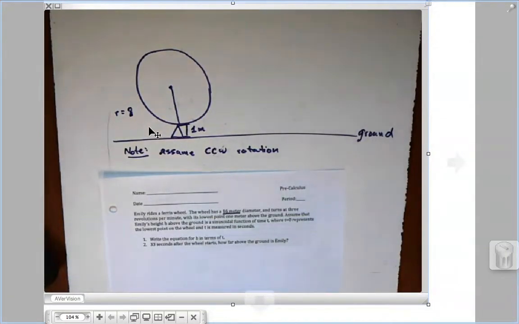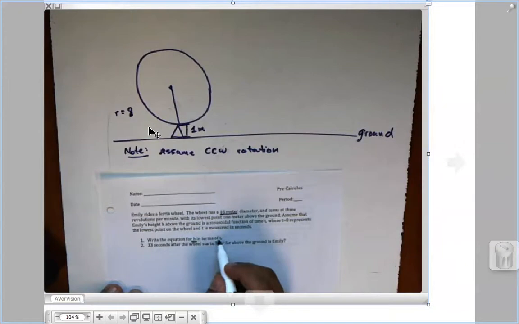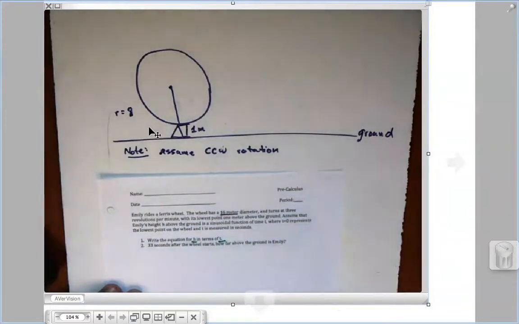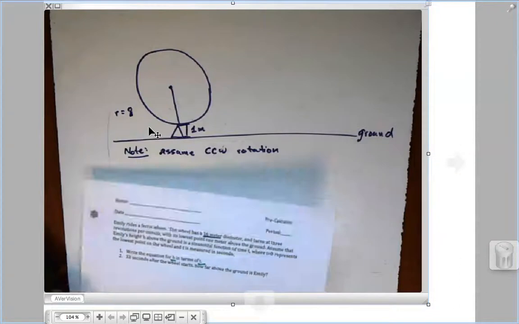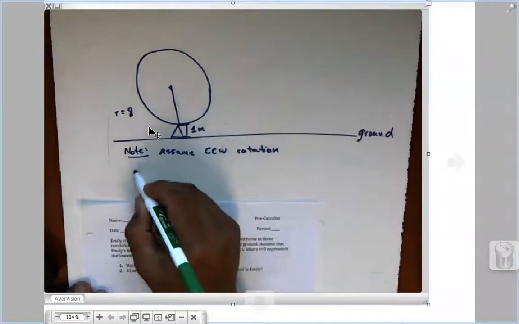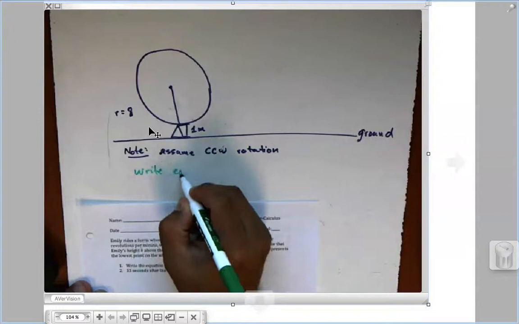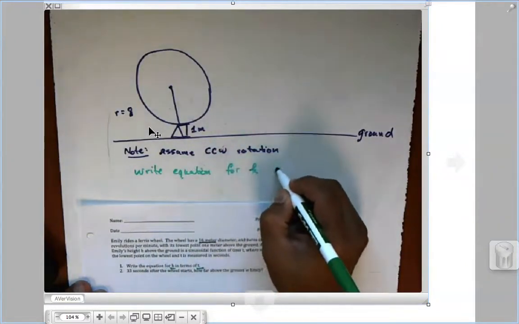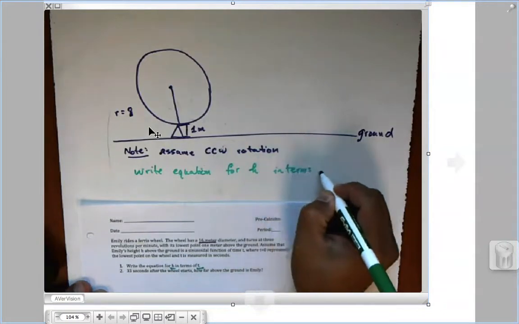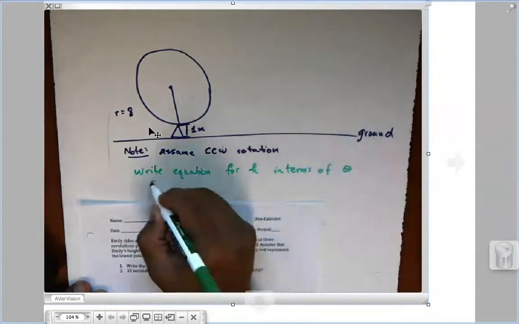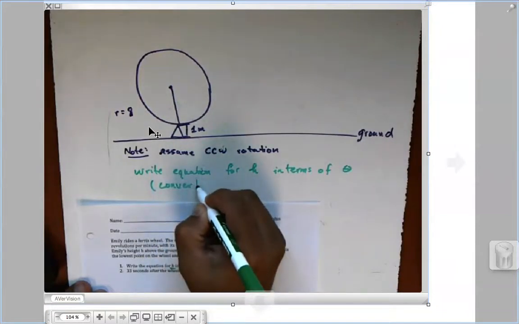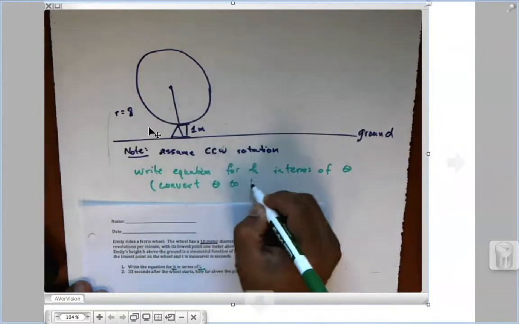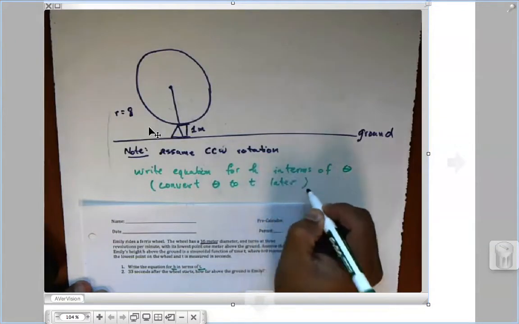Okay. And our strategy here is a couple of different things. First, we're asked to find an equation of h in terms of t, which is time, but that might be a little bit too much to handle right now. So what I'm going to say here is write an equation for h in terms of theta, okay? And then we will convert theta to t later.